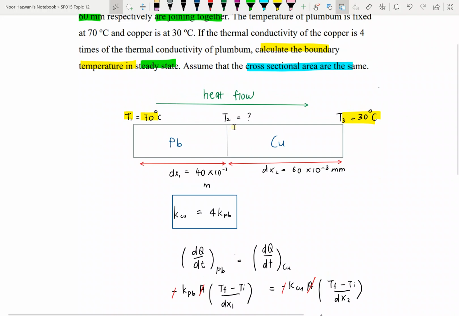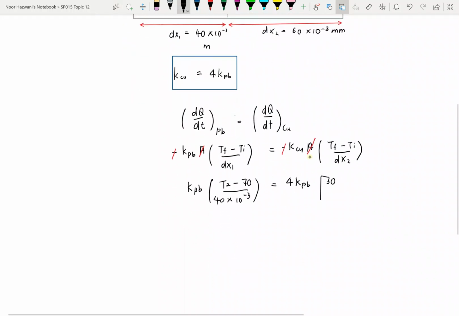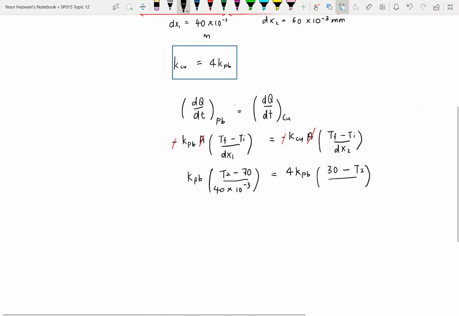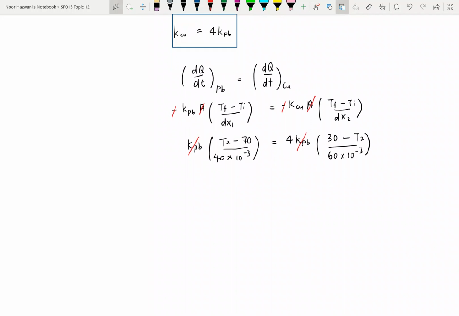T final for copper pula. So the heat will flow from T2 to T3. So T3 would be the final temperature. So means you will minus T3 with T2. So T3 is 30. So T3 minus with T2. So kita tak tahu. T3 ni kita ganti dengan 30 lah. And then the thickness for copper is 60 times 10 power of negative 3. Okay, since thermal conductivity of lead, left and right kita boleh cancel.